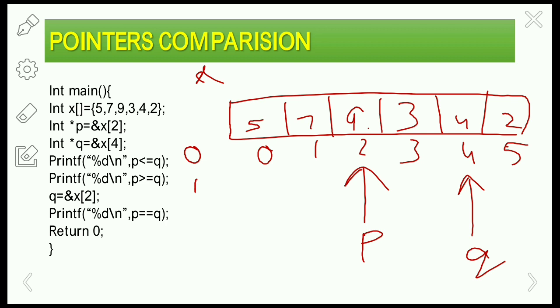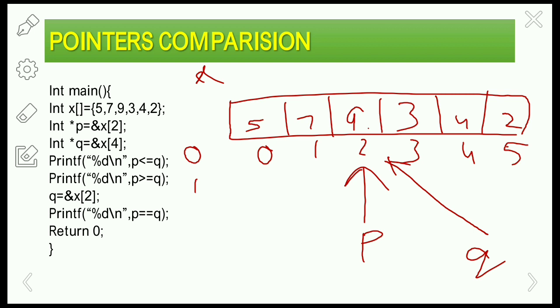And here q equals address of x of 2. So we are going to change the pointer q to the pointer p here, right? We are changing the address of the pointer q to x of 2. So now it will point to the x of 2 value, which means q is also pointing to the address location 2.